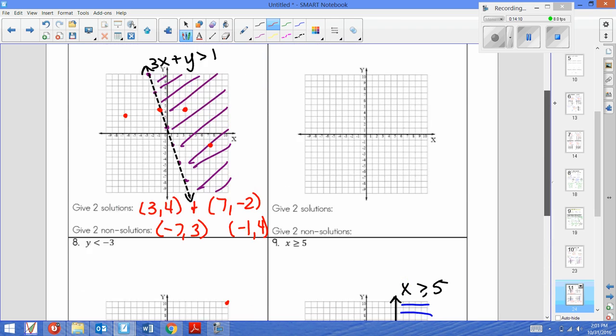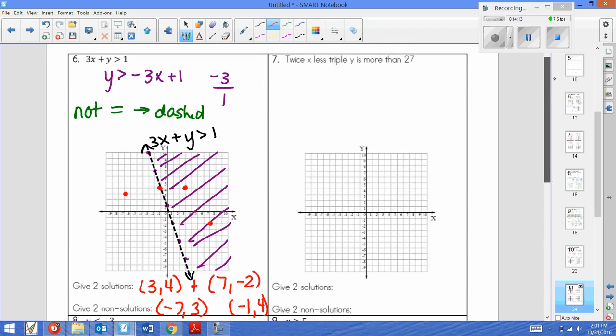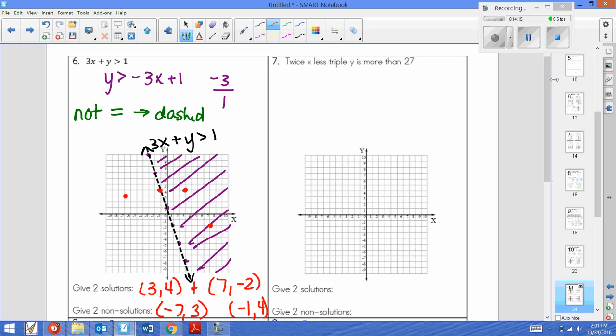Okay, last one. Back up to question number 7, which I skipped. All right, number 7 says twice x less triple y is more than 27. Oh, there's our greater than symbol. Oh boy, looks like we need to do some sorting. Not a problem. The -3y is where I want it to be, but this 2x has got to go and become negative. And then the 27's all right.